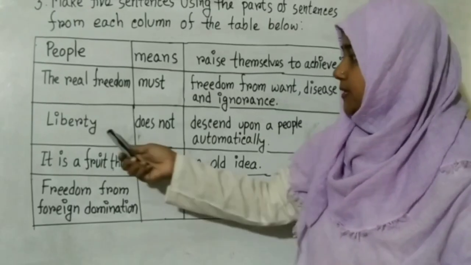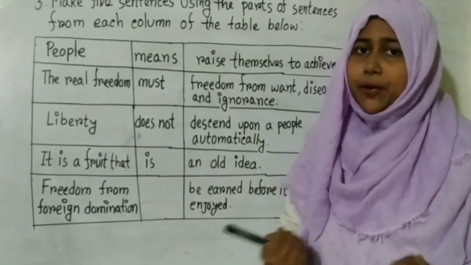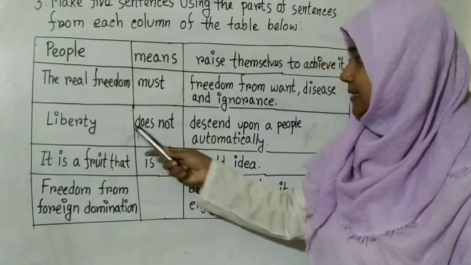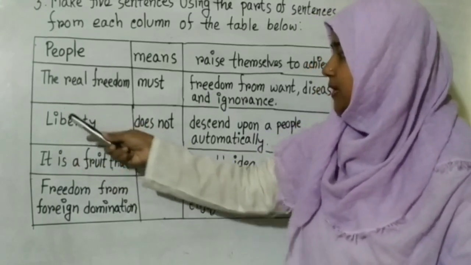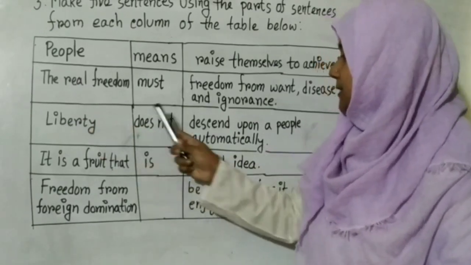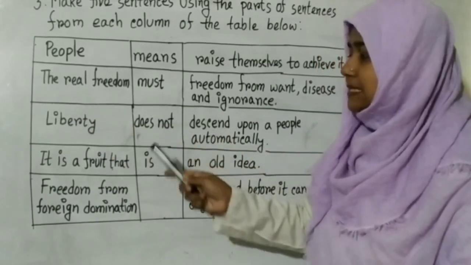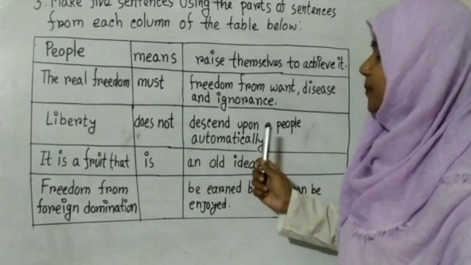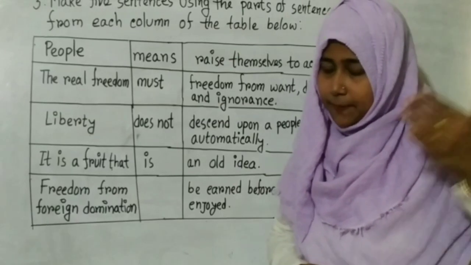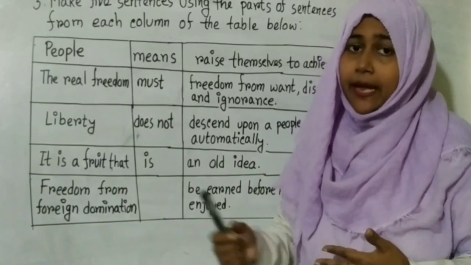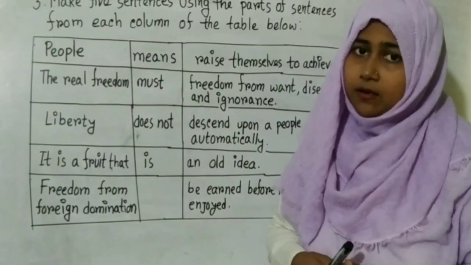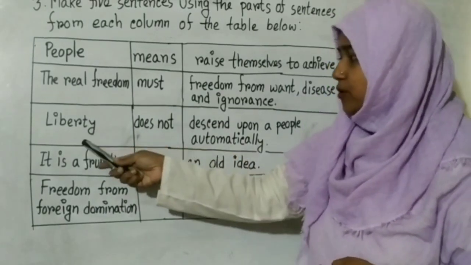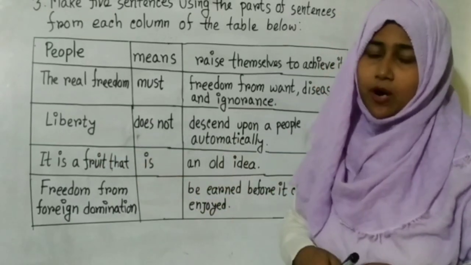Then third point, that is liberty. So what is liberty? How can we get liberty? Liberty doesn't, this is third person singular number, so you can use here doesn't. Liberty doesn't descend upon a people automatically. At first it should be earned. So this is a meaningful sentence and it has followed all the rules of grammar.